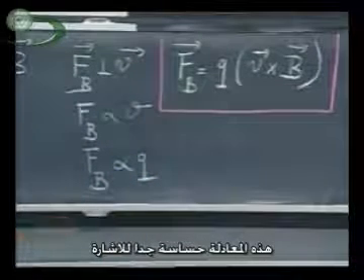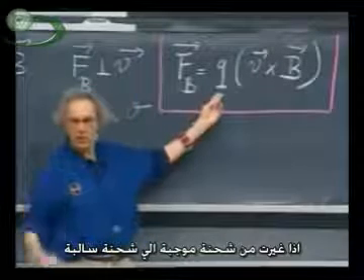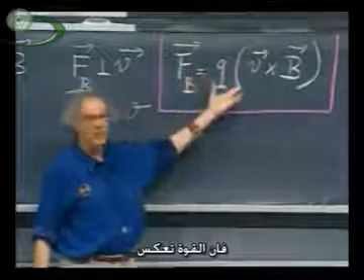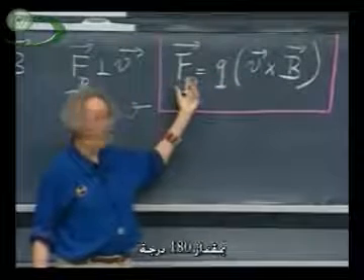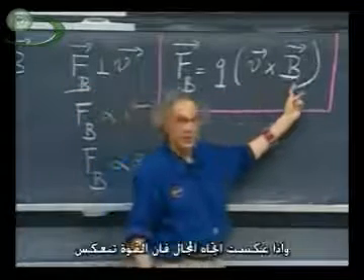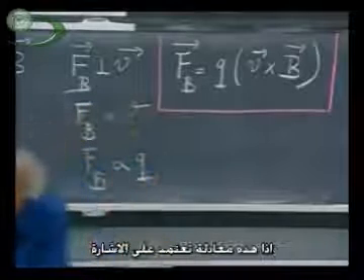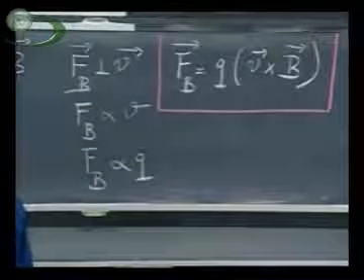This equation is completely sign sensitive. If you change from a positive charge to a negative charge, then the force flips over 180 degrees. You change the direction of v, the force flips over. Change the direction of B, the force flips over. So it's a completely sign sensitive equation.